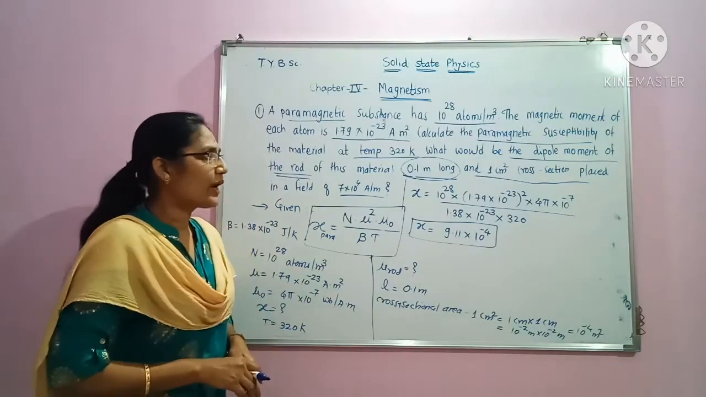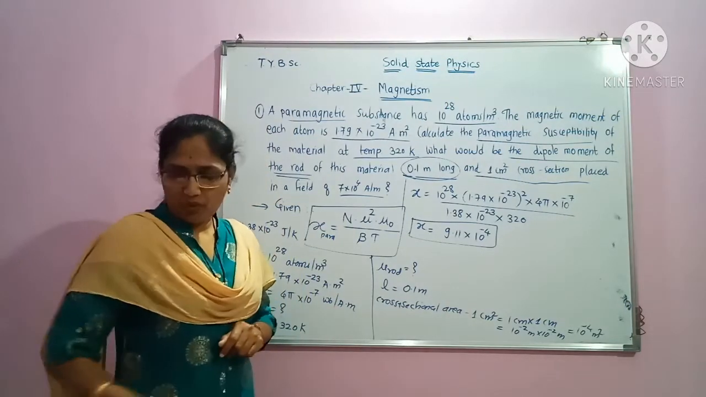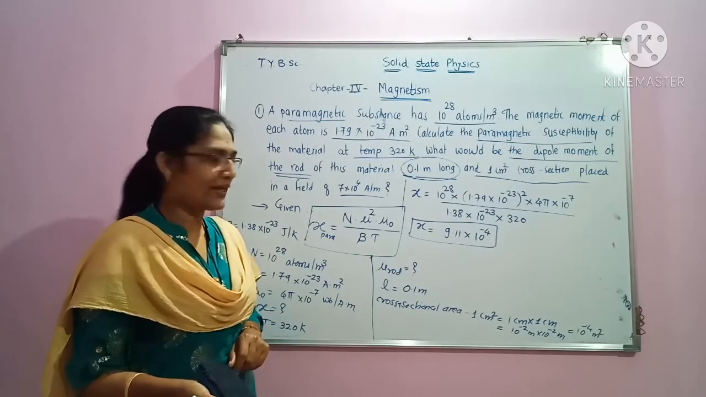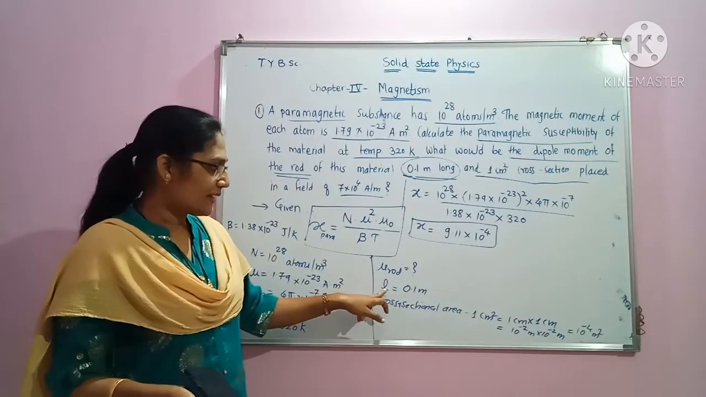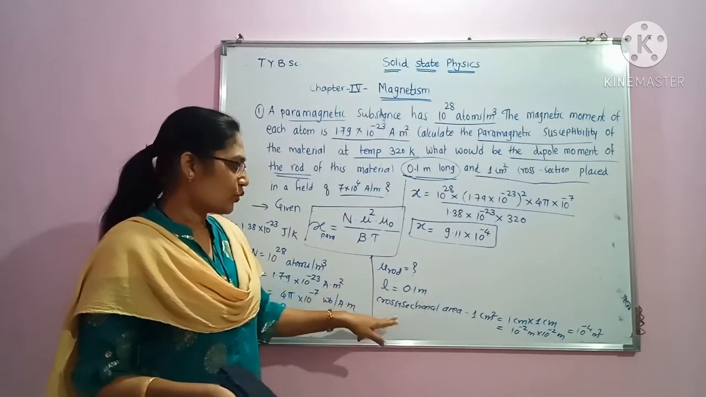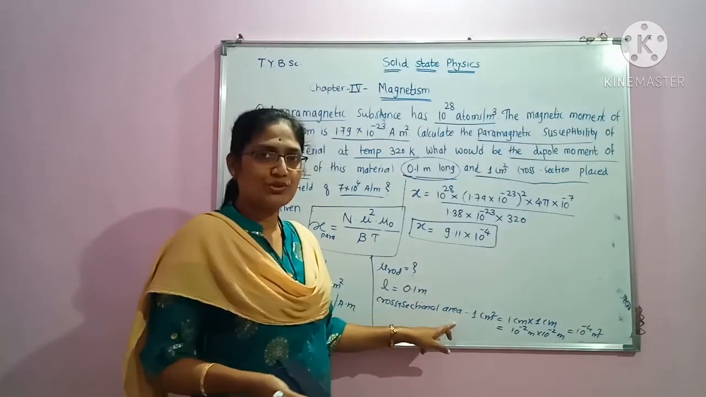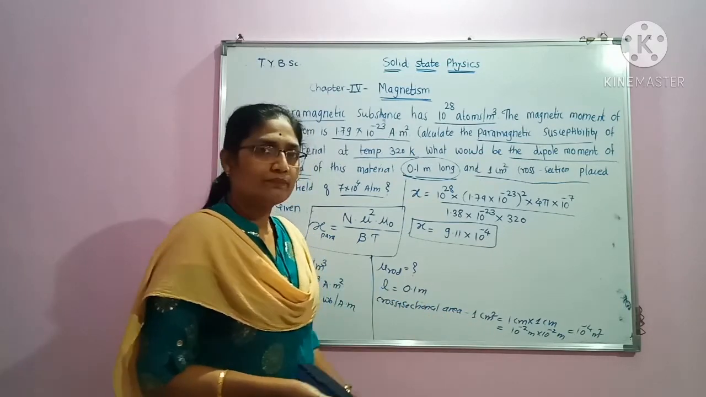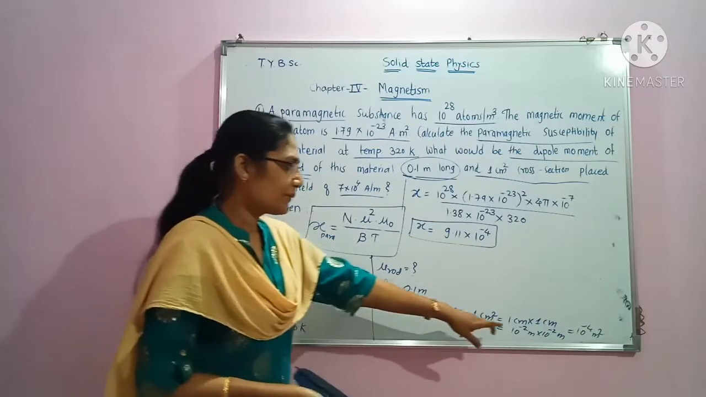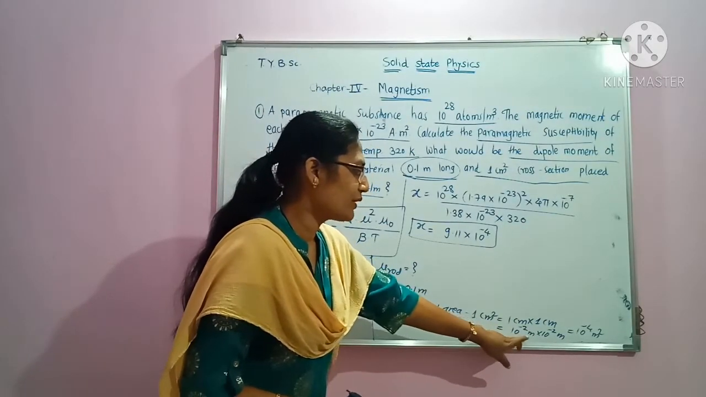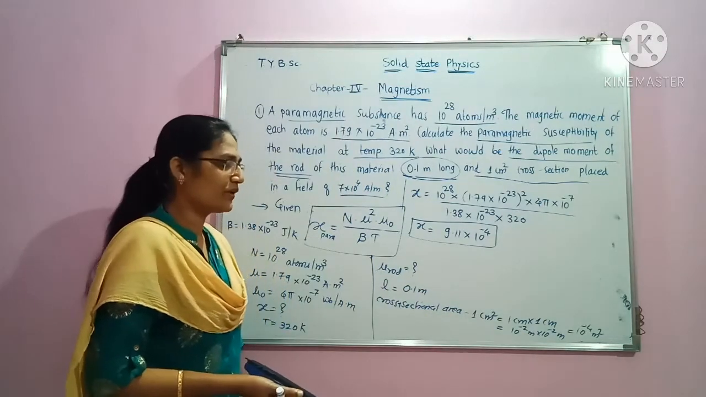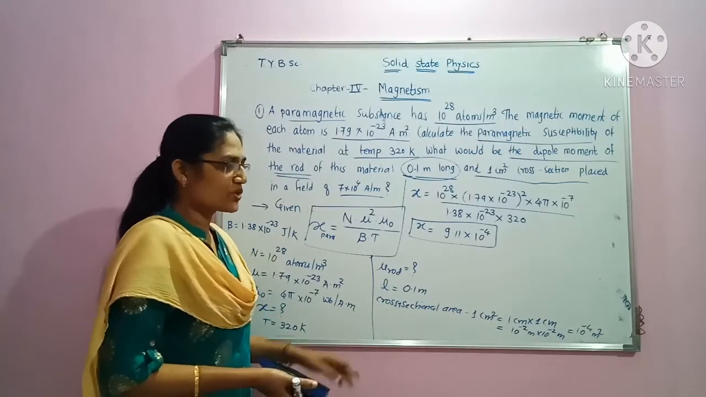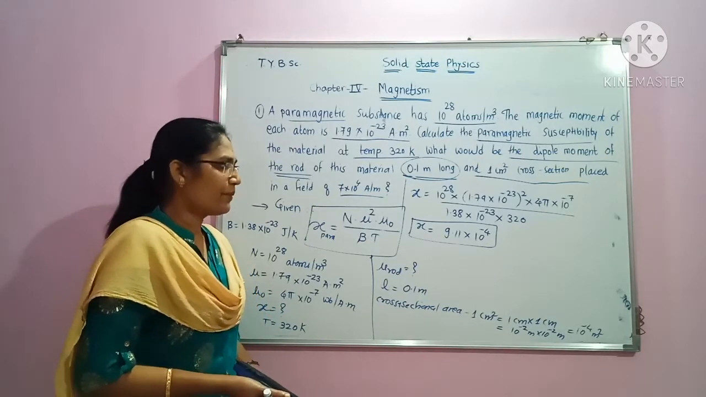Now in second part we have to calculate the dipole moment of a rod whose dimensions are 0.1 meter long and 1 centimeter square cross sectional area. Initially, as the length is given in meters, I have converted this cross sectional area, specified in centimeter square, into meter square. 1 centimeter into 1 centimeter means 10 raised to minus 2 meter into 10 raised to minus 2 meter, which gives us 10 raised to minus 4 meter square. So cross sectional area comes out as 10 raised to minus 4 meter square.